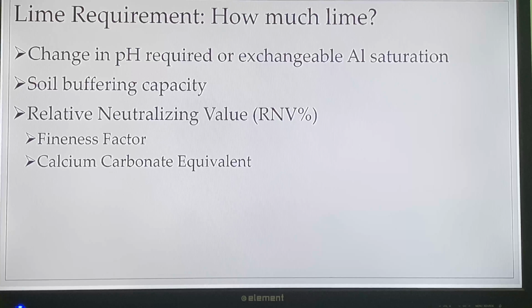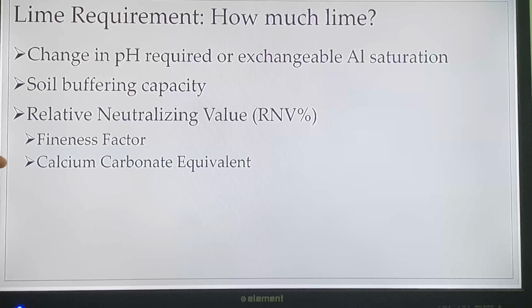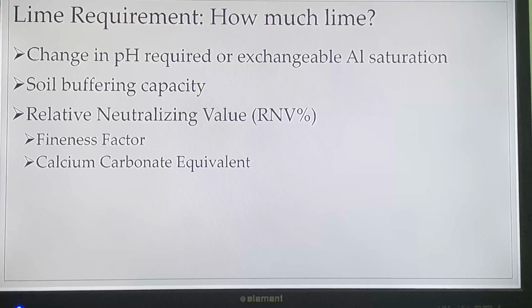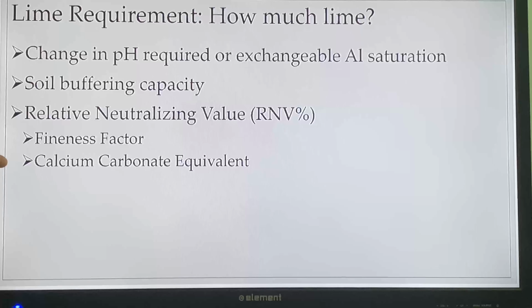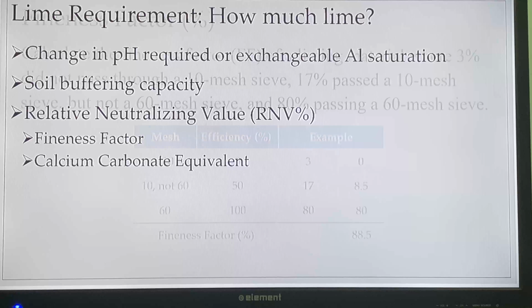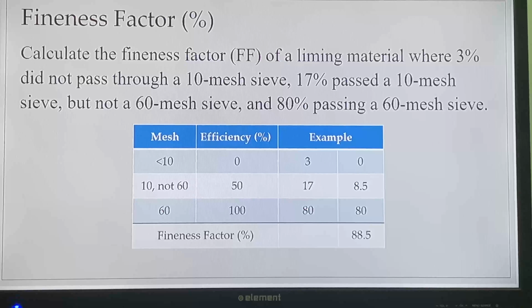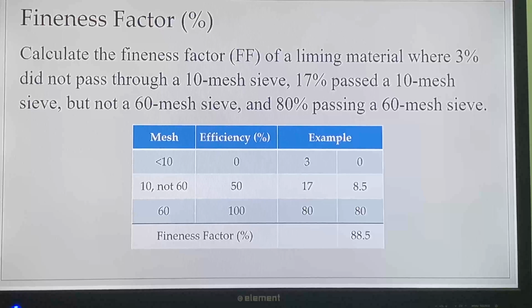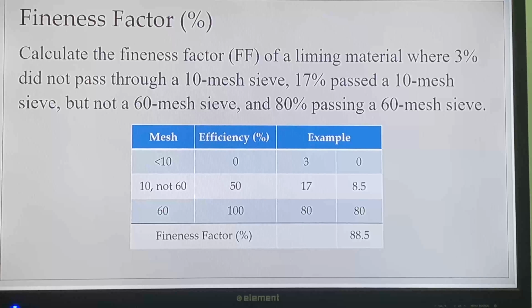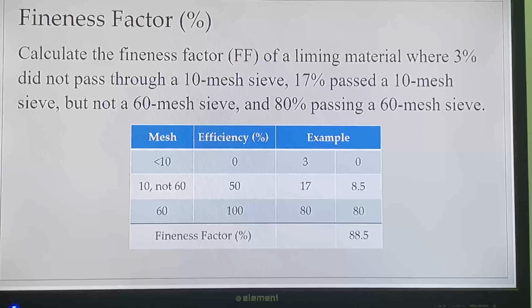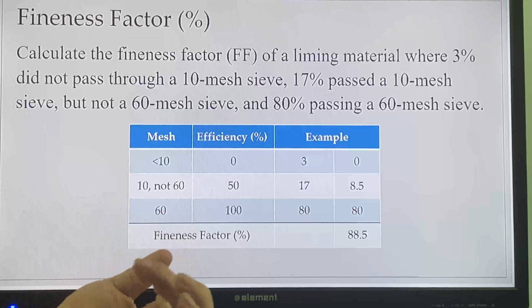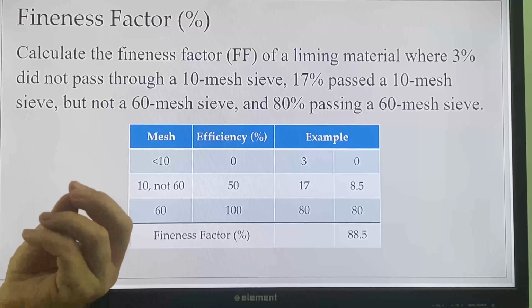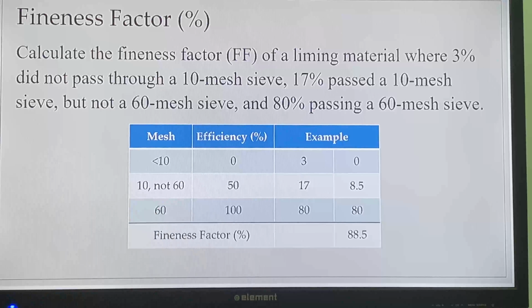The things we need in order to calculate the relative neutralizing value are going to be the fineness factor and the calcium carbonate equivalent. Now you'll have to calculate the fineness factor, and I will typically give you the calcium carbonate equivalent. The way that we describe this, we have a series of sieves, and we pass this material through these sieves, and that gives us an indication of what the fineness is. The more fine a material, the more reactive it is.